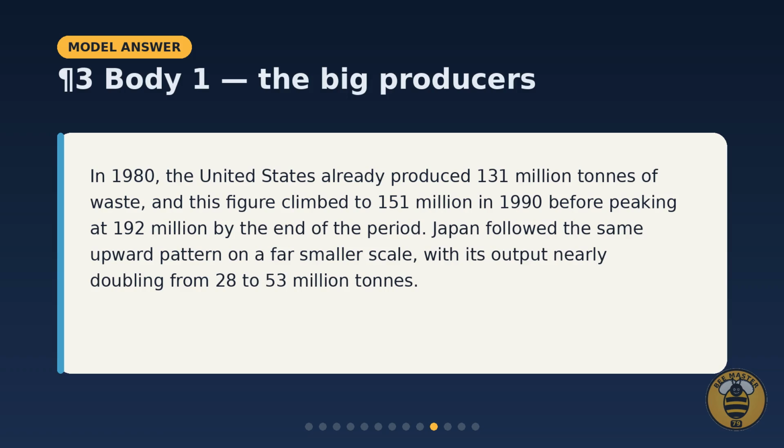Paragraph 3, the first body paragraph, covering the big producers. In 1980, the United States already produced 131 million tons of waste, and this figure climbed to 151 million in 1990, before peaking at 192 million by the end of the period. Japan followed the same upward pattern on a far smaller scale, with its output nearly doubling from 28 to 53 million tons.